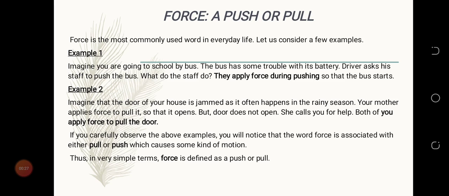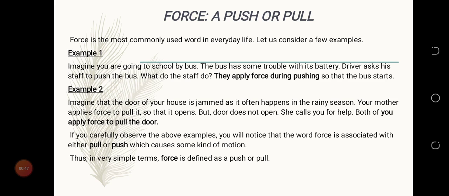Example 1. Imagine you are going to school by bus. The bus has some trouble with its battery. The driver asks his staff to push the bus. What do the staff do? They apply force during pushing so that the bus starts.